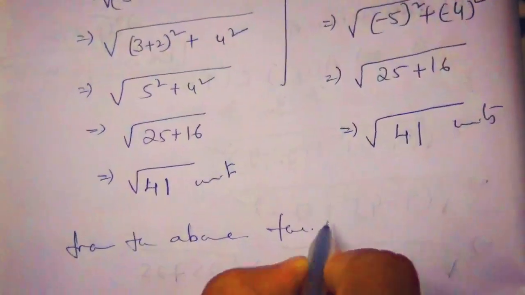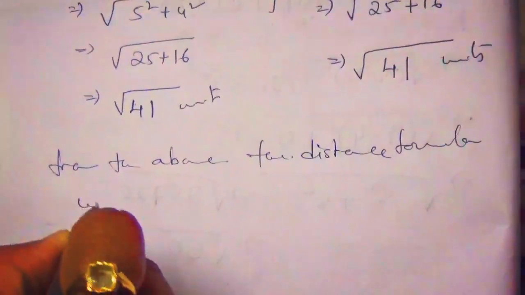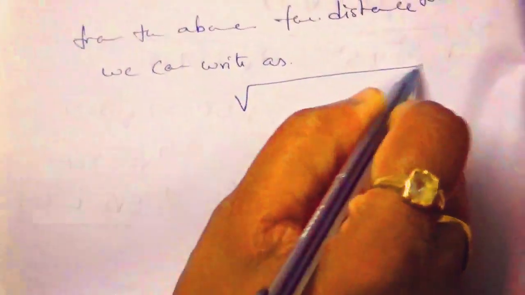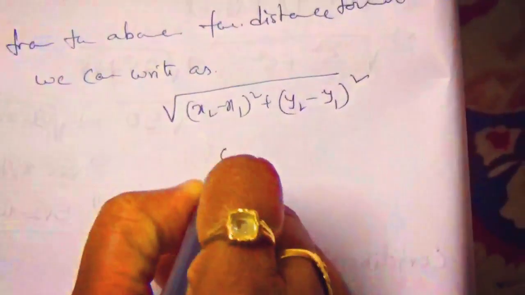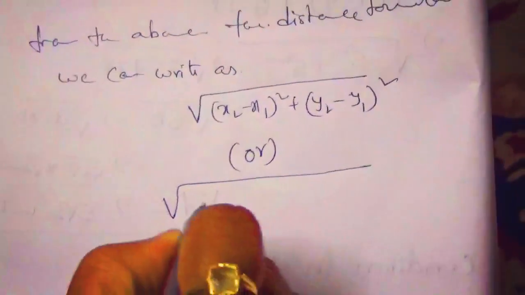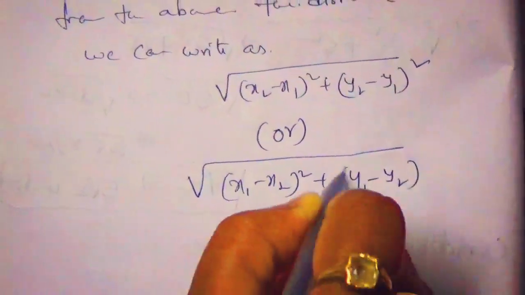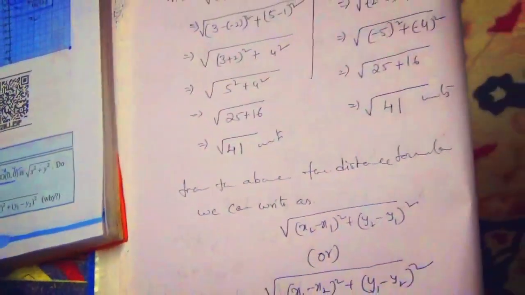we can write as the square root of (x2 minus x1) whole square plus (y2 minus y1) whole square, or the square root of (x1 minus x2) whole square plus (y1 minus y2) whole square. Here it is the solution for the second sum in the think and discuss of page number 163.